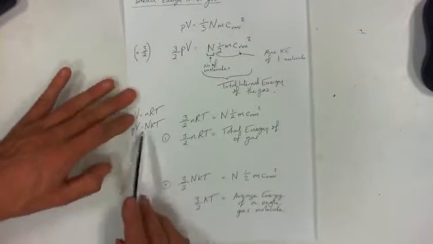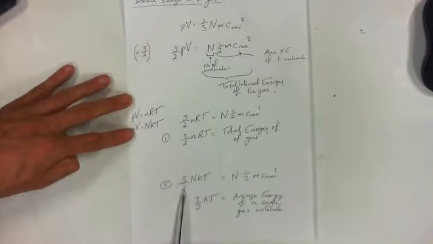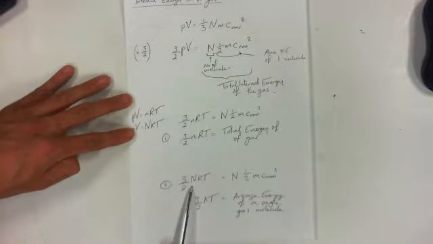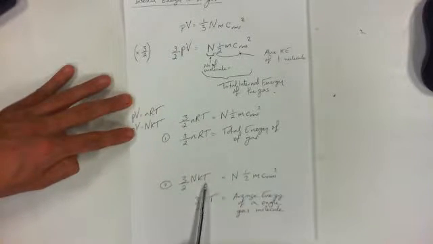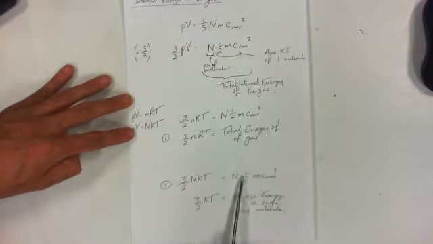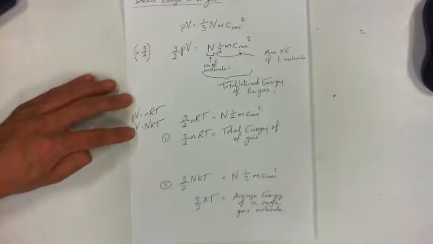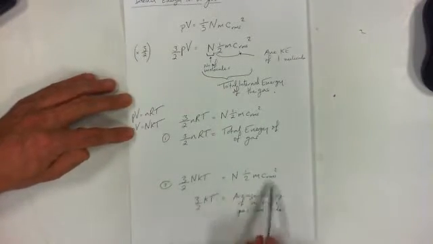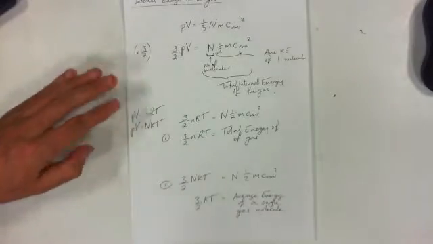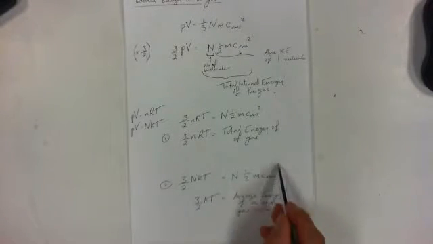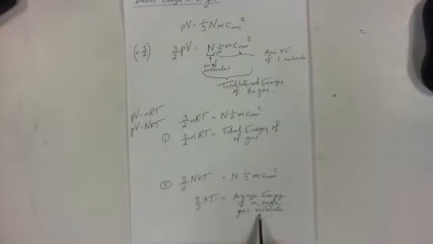Additionally, if we wanted to sub in nKT for PV over here, we'd get 3 upon 2 nKT equals n times a half m mean square speed. And so we've got n on both sides, which means we can get rid of the n. Then remember, this term here is just the average energy of a single gas molecule. And so if we want to know the average energy of a single molecule, and we know the temperature of the gas, that's that simple.